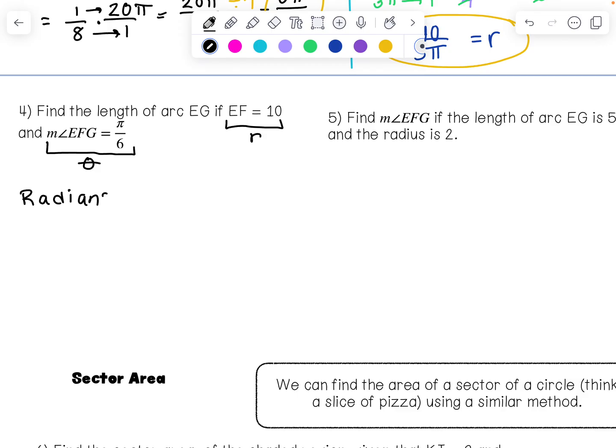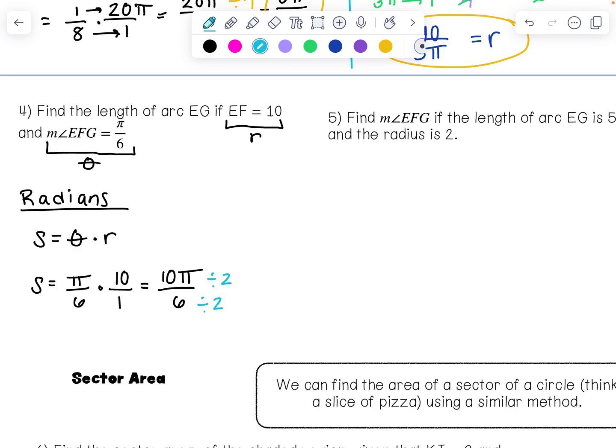I'll write it down again. Arc length S is just our angle in radians times our radius. So here, that's going to be pi over 6 for our angle times a radius of 10. And if it makes it easier, you can make that 10 over 1. You're going to go straight across your fraction, so 10 pi over 6. And then we can reduce both the top and the bottom by 2 to get a final answer of 5 pi over 3.